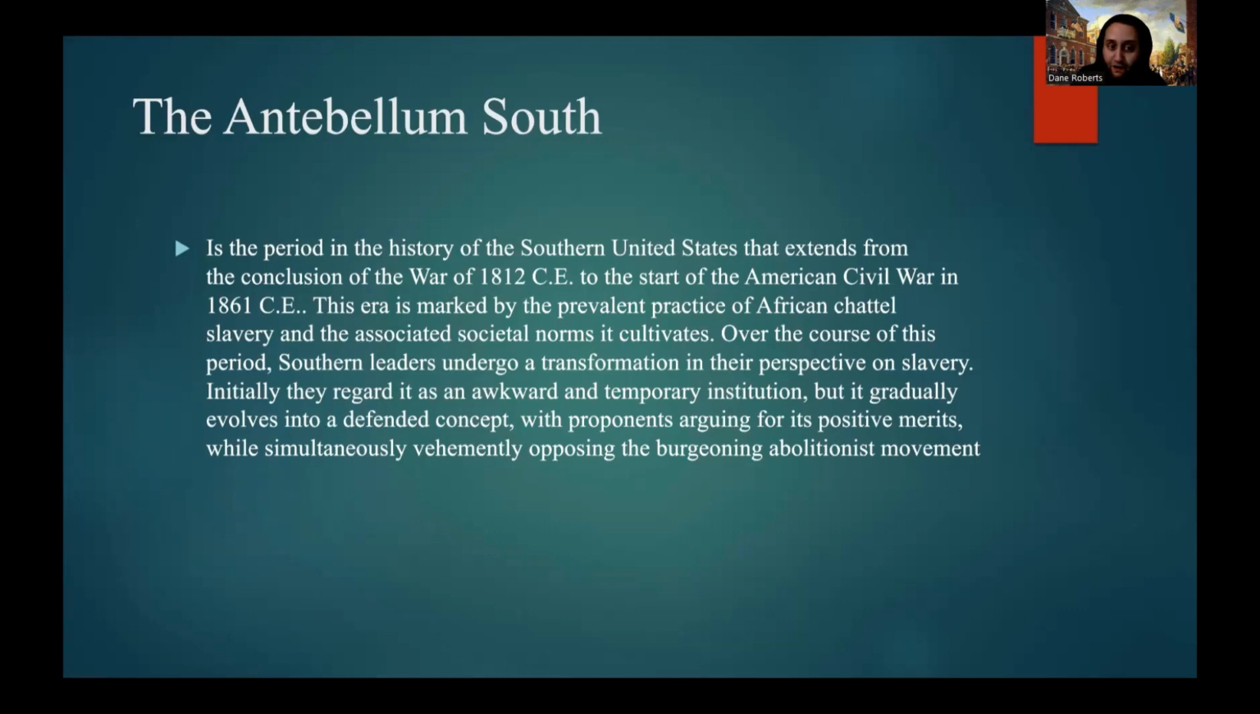Over the course of this period, Southern leaders underwent a transformation in their perspective on slavery. Initially, they regarded it as an awkward and temporary institution, but it gradually evolved into a defended concept, with proponents arguing for its positive merits while simultaneously and vehemently opposing the burgeoning abolitionist movement.